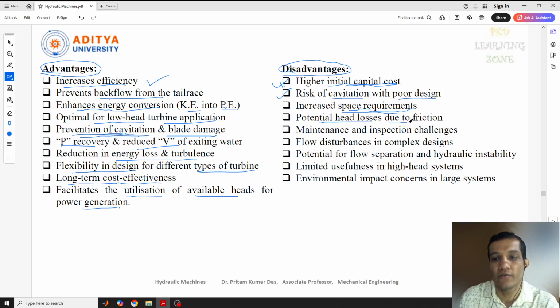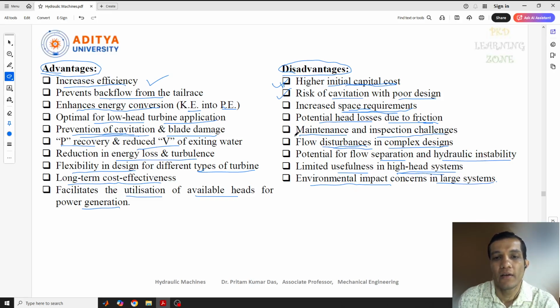There are also potential head losses due to friction. When there is flow in the pipe, there will be friction, and so head loss. You always need to do maintenance and inspection for all these challenges. There are also flow disturbances in complex designs. A simple design has no problem, but a complex design will have some disturbances in the flow. There is also potential flow suppression and hydraulic instability. Next, limited usefulness for the high head, since it cannot be used for high head. Environmental impact concerns arise in large systems, not small ones.